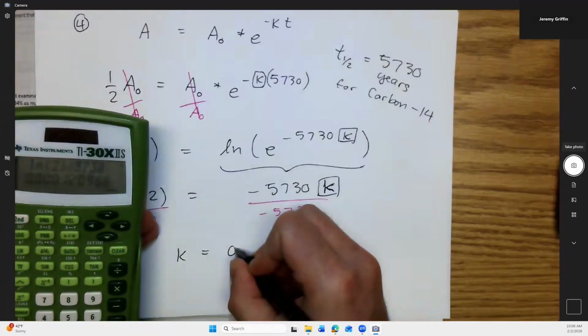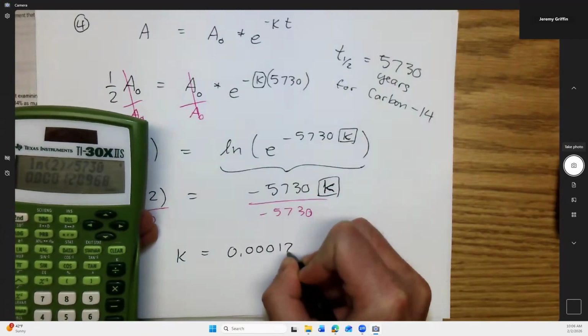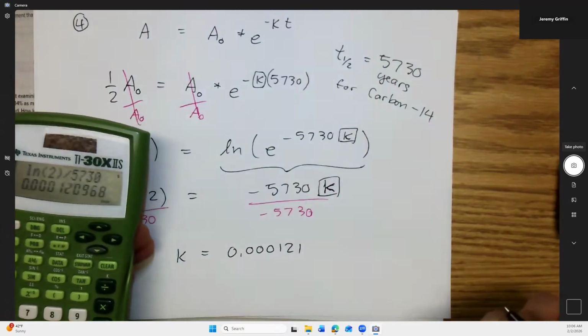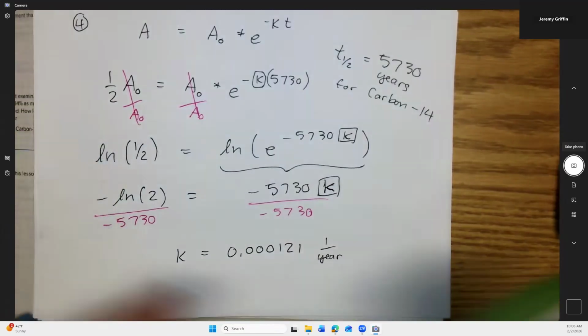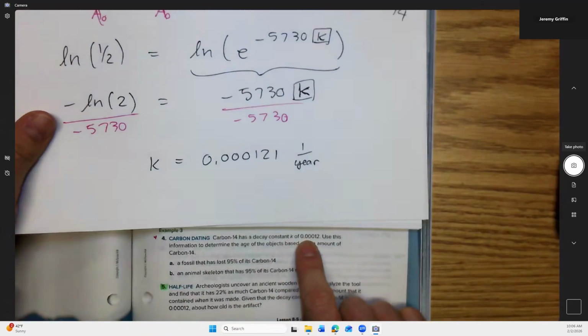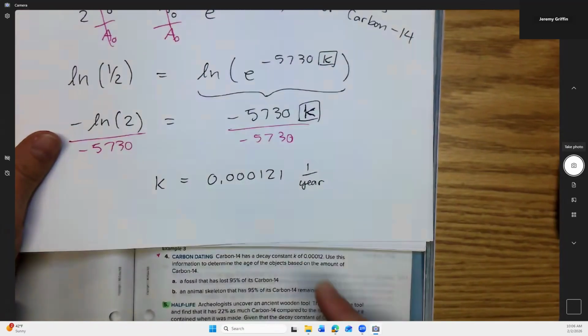It rounds to 0.000121. I like that. And the unit is 1 over years. Now your book said k is 0.00012. There you go.